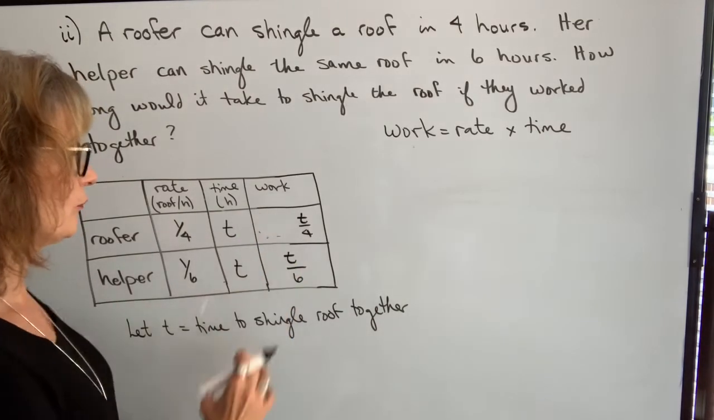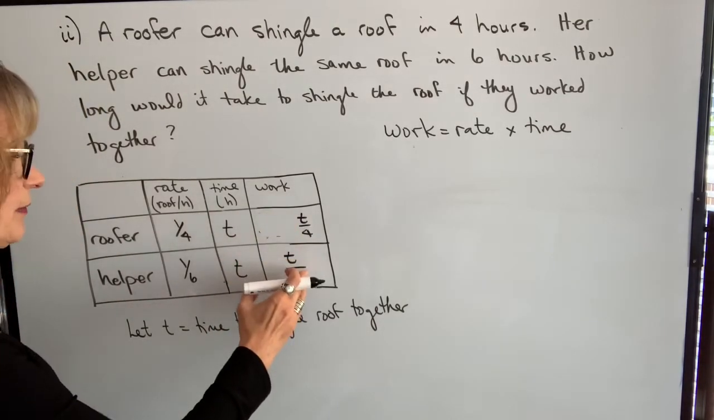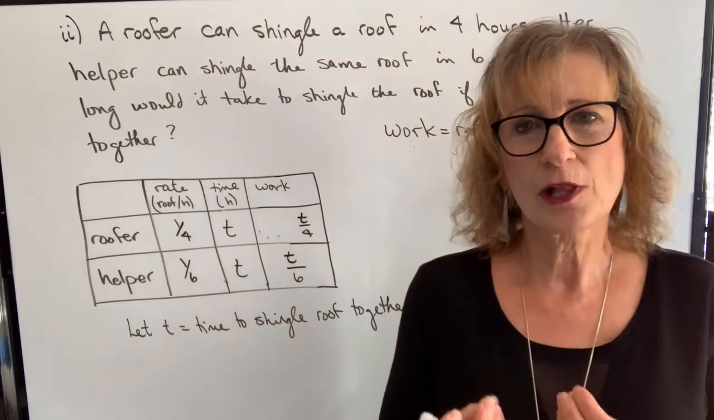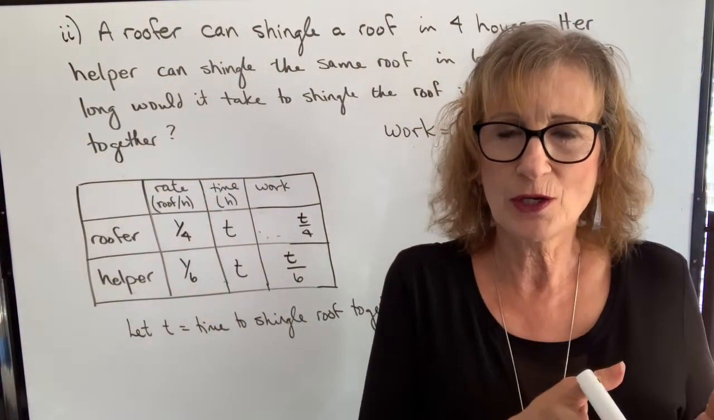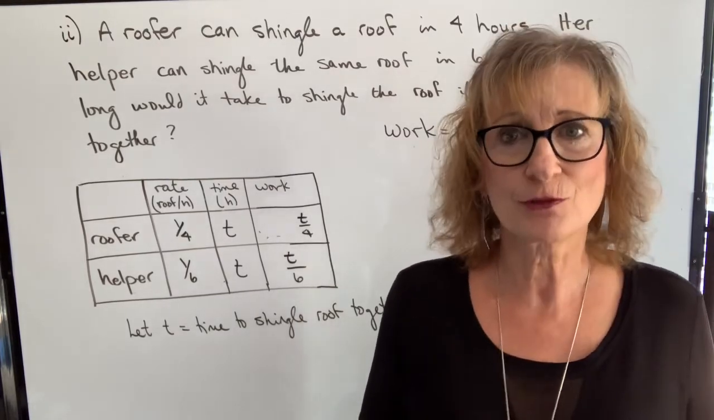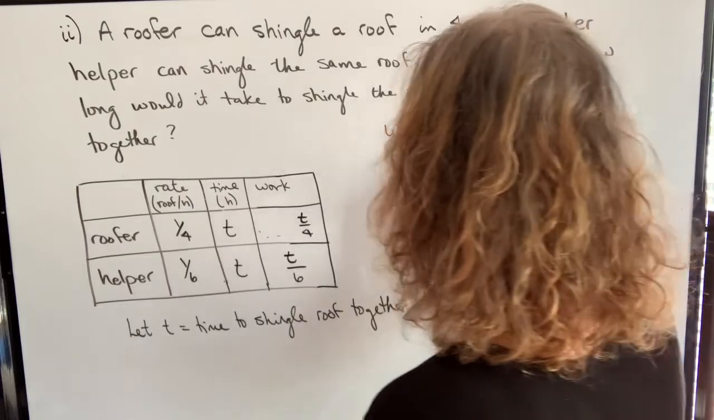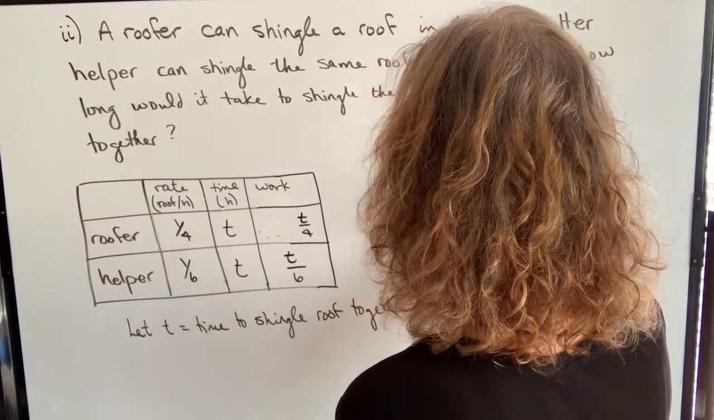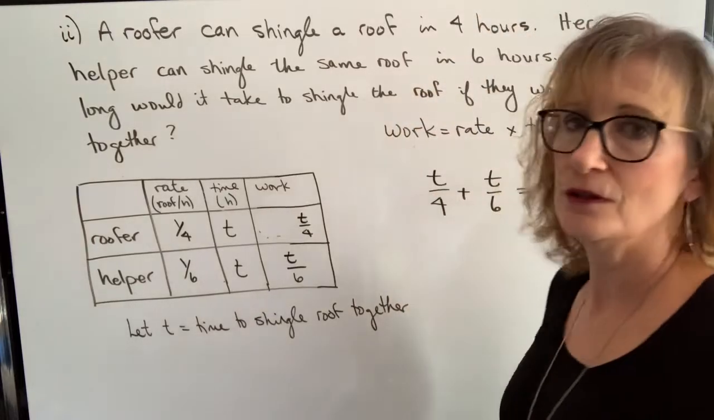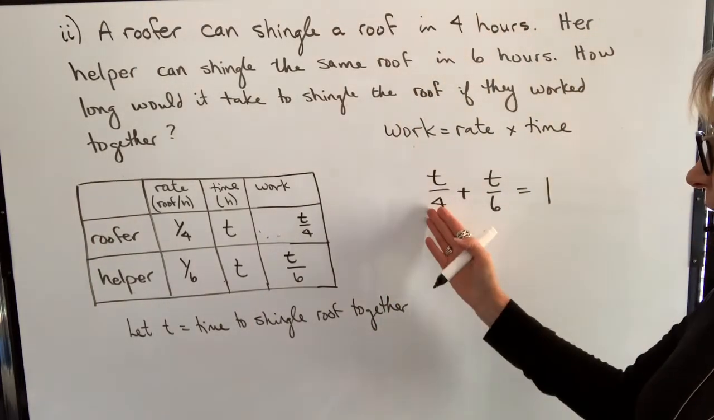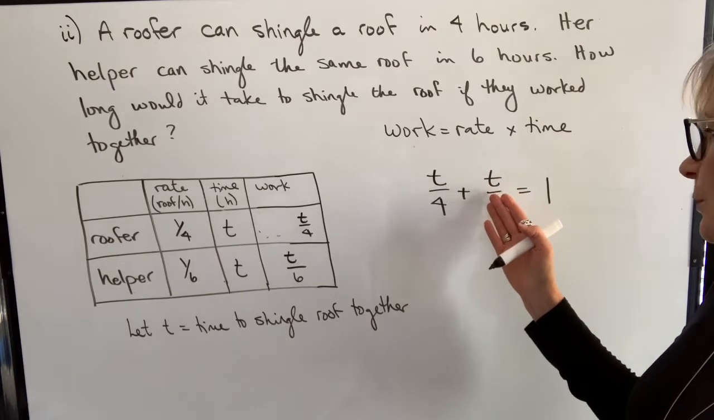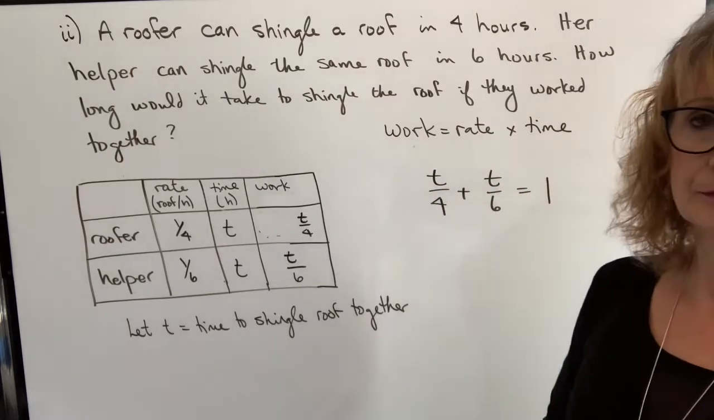Now we know the amount of work done by the roofer. We don't know the amount of work done by the helper. And those two amounts will add up to the total amount of work done, which in this case is one roof getting shingled. So that's our equation. T over 4 plus T over 6 equals 1. So the work done by the roofer plus the work done by the helper equals one job done.